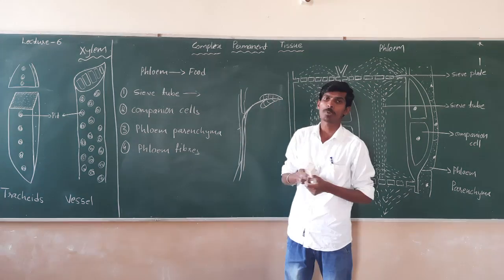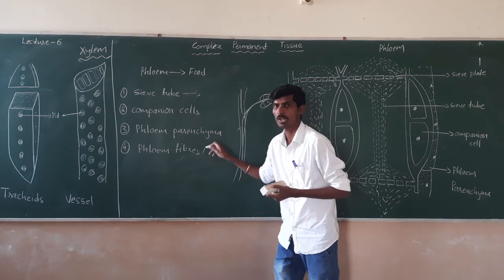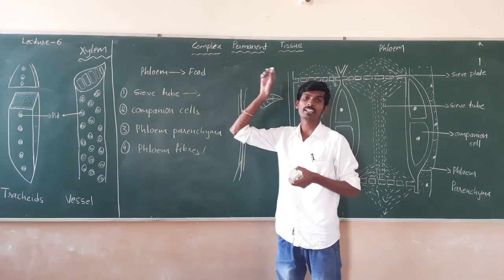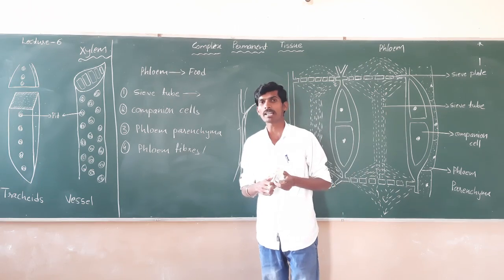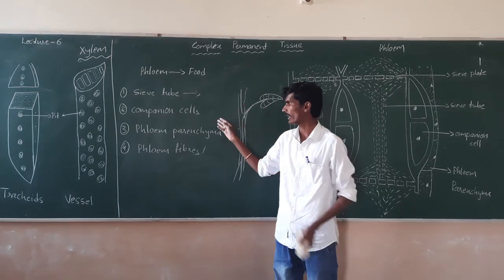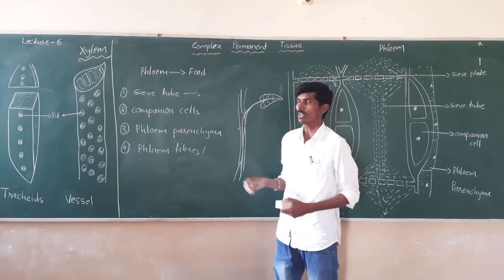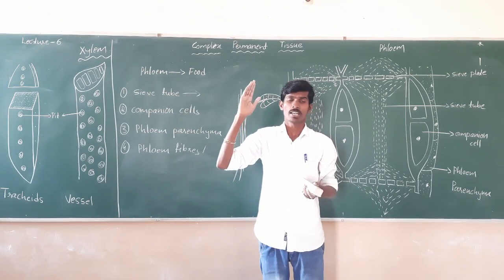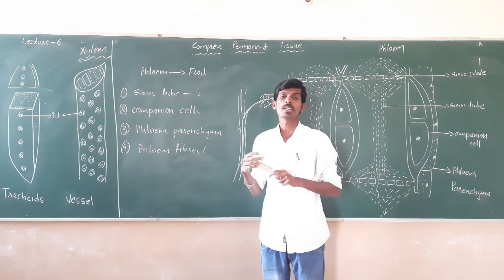In the phloem, all cells are living except the phloem fibers. Phloem fibers are a dead mechanical tissue. The remaining are living. But in the xylem, only the xylem parenchyma is living, all others are dead. In the sieve tubes, companion cells and parenchyma are living cells, and phloem fibers are dead. It conducts the food from one place to another, from the leaves to the various parts of the plant body.